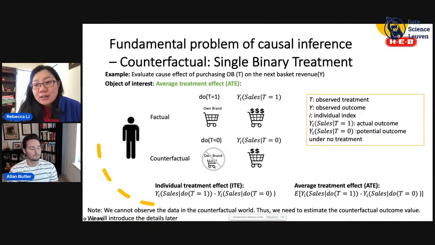And we are interested in the delta between these two potential outcomes, which is the individual treatment effect. We can also get the treatment effect at the population level by averaging the individual treatment effects, which is called the average treatment effect.